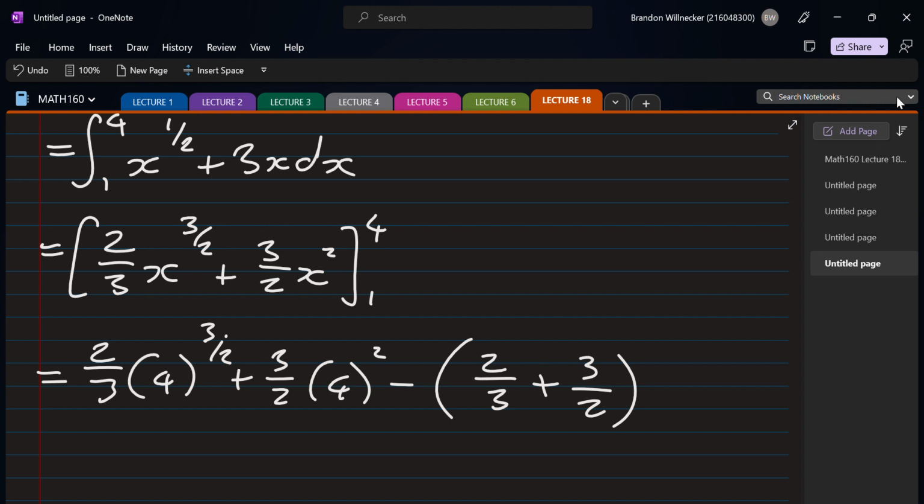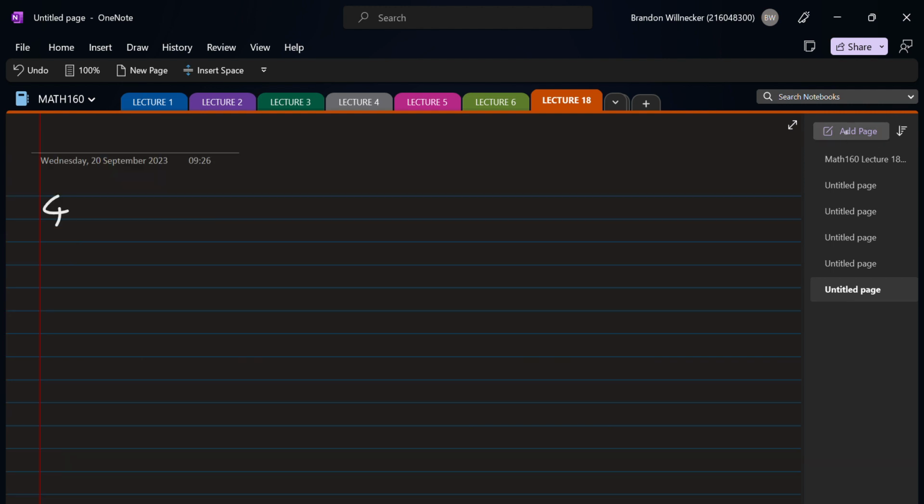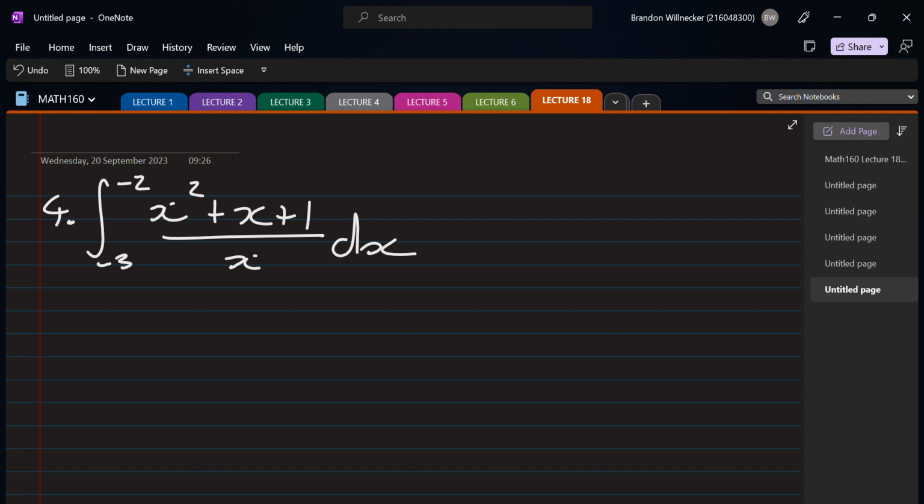Okay, number 4. We have the integral from minus 3 to minus 2 of x squared plus x plus 1 over x dx. I saw in the last tutorial test, students were finding the antiderivative of the numerator and then the antiderivative of the denominator. Do not do that, it does not work. What you need to do is simplify it into individual terms and then find the antiderivative. So just because it's a fraction doesn't mean you can treat the top and the bottom separately.